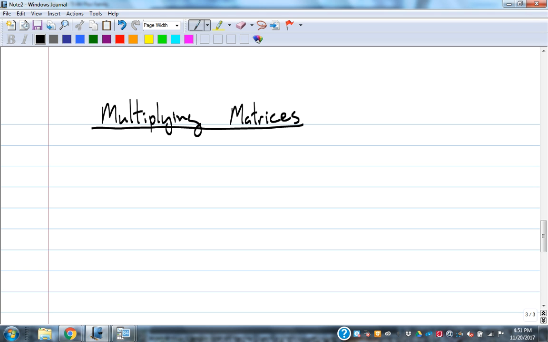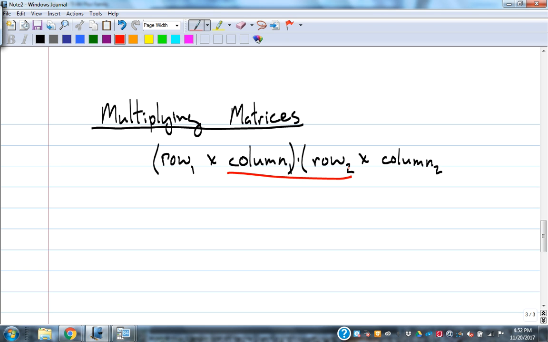When you're dealing with multiplying matrices, these have a different set of rules than addition and subtraction. For addition and subtraction, the matrices have to be exactly the same size. In multiplying matrices, you don't want them to be exactly the same size. The size is decided row by column. You're multiplying a row 1 by column 1 matrix times something else that's row 2 by column 2. So the first matrix is on the left, and the right matrix we're calling matrix 2.